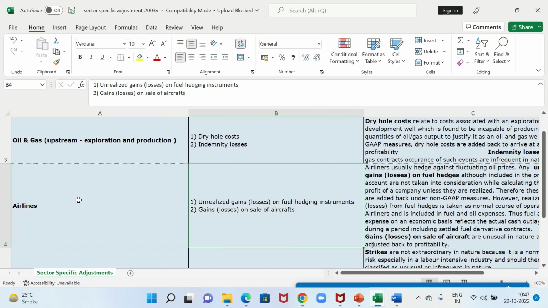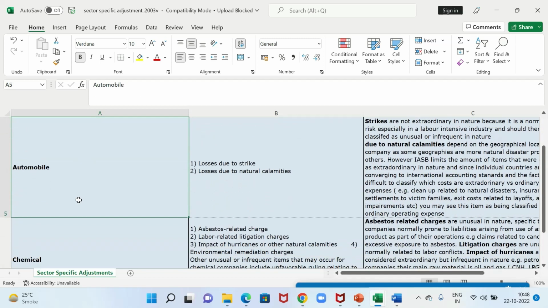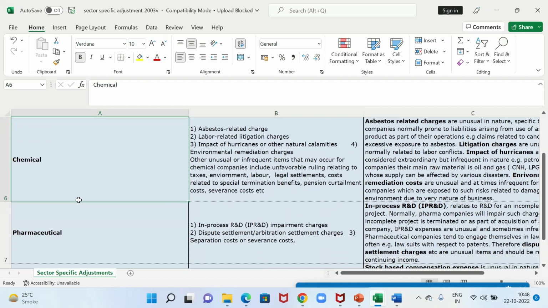Whereas gain on sale of aircraft is generally an activity that airlines enter into, but since these companies are not into sale and purchase of aircraft, they are into providing a service, transportation service. Hence, it's one-off. So, if you understand what the company's service is, you will be better able to understand what is that one-time expense. Automobile: loss due to strike, loss due to natural calamities. Again, this is self-explanatory.